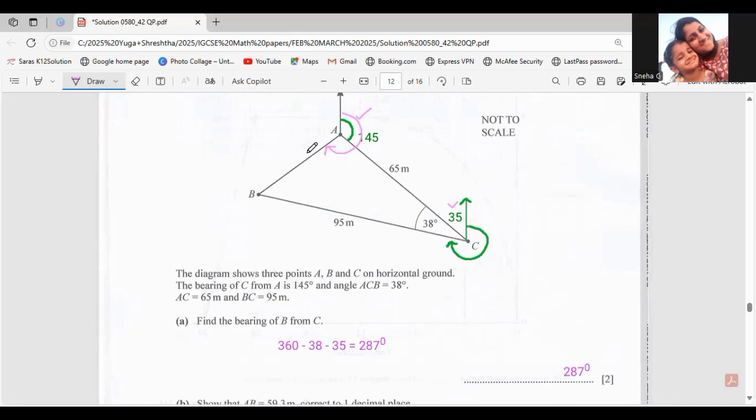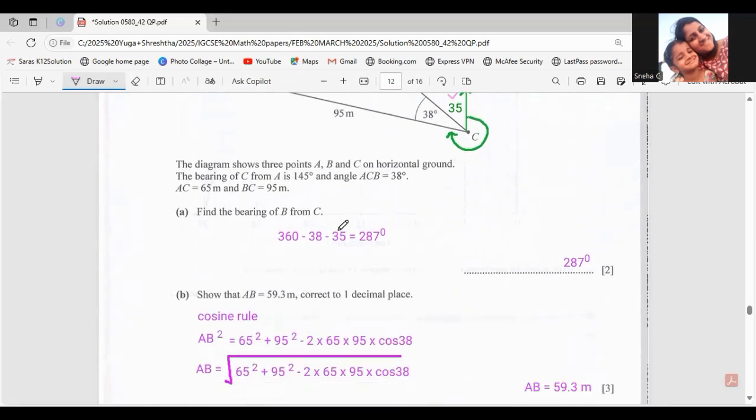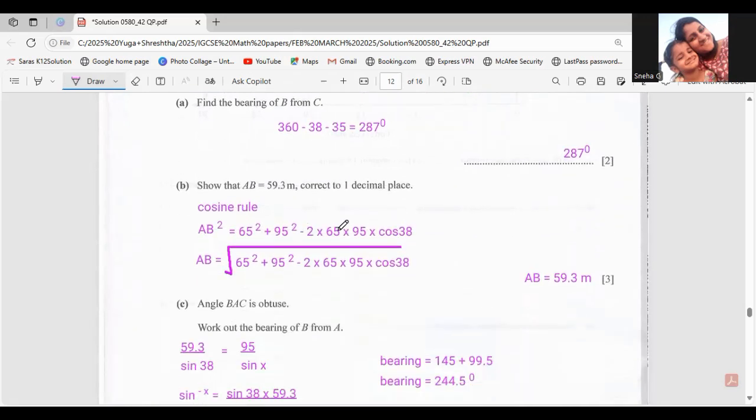We simply need this particular angle, which right now I'm marking with X. We need to find out this angle. And the other angle is 145, which is already given to us. And when we subtract 145 and this X angle, which we will calculate, from 360, we get the required bearing.